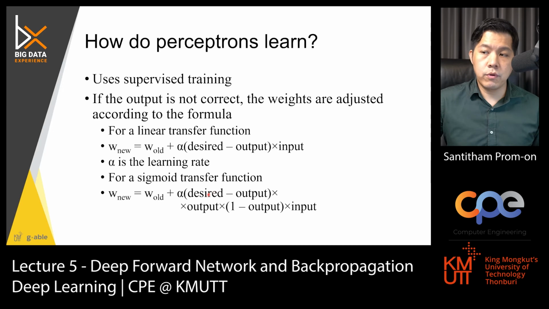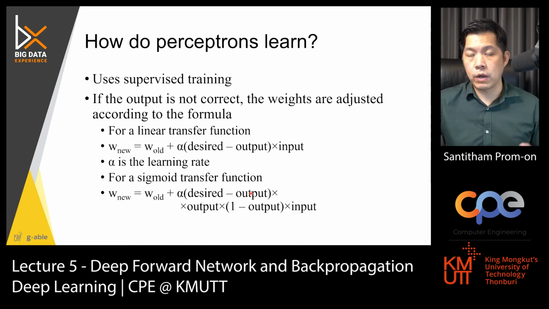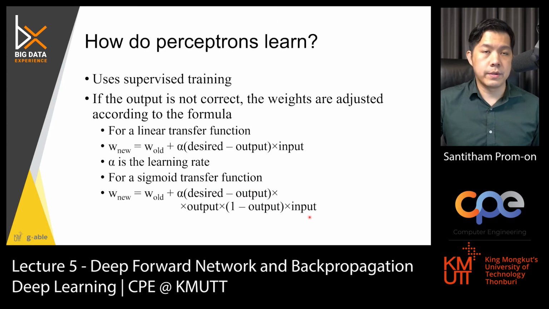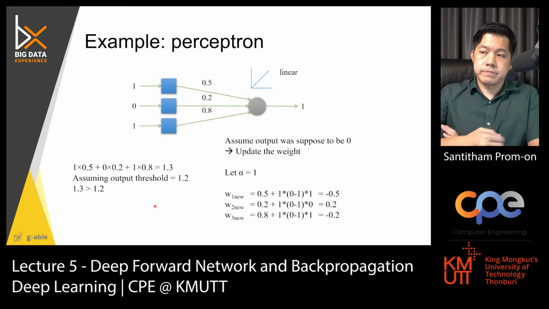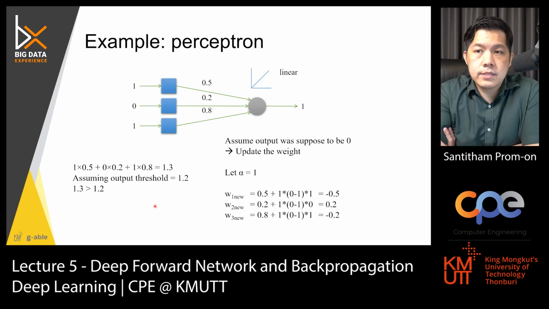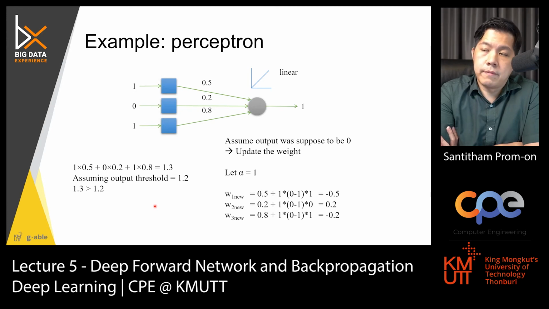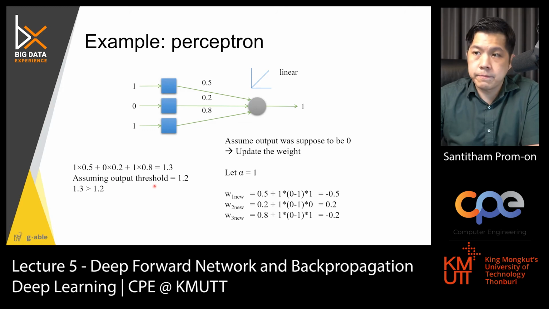This is the desired output y, and the actual produced output, and the output times 1 minus output times input. Okay, and use this to adjust the weight. For example, in this perceptron, in this one neuron example, let's say we have this not linear though. We have a certain thresholding transfer function.